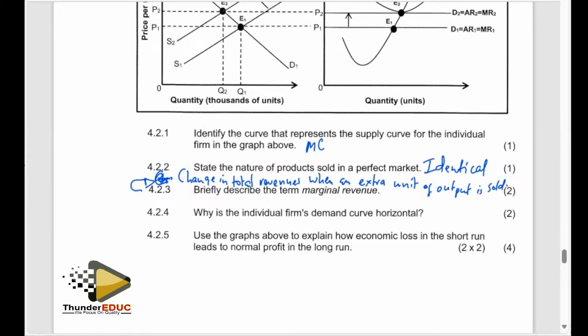Okay, right. So now let's move on to the next question, which is 4.2.4. Why is the individual firm's demand curve horizontal? Because they are all the price takers. Because they are all price takers. Okay, right.